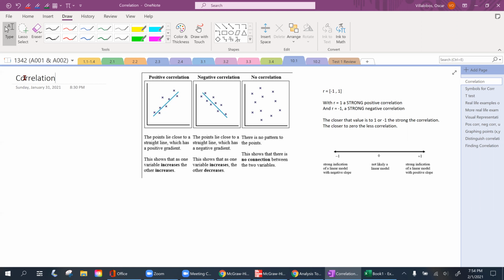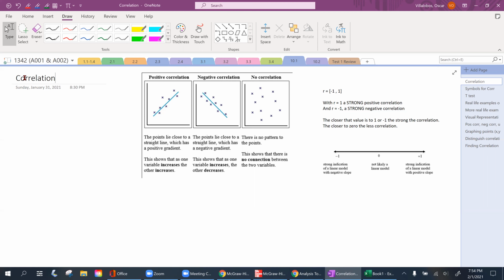We deal with correlation whenever we plot the x values on an axis and the y values on an axis. So we're plotting points in, and based on the graph, we can tell if there's a positive correlation, a negative correlation, or no correlation. For example, in figure one here, the points lie on a straight line which has a positive gradient. In other words, it has a positive slope.